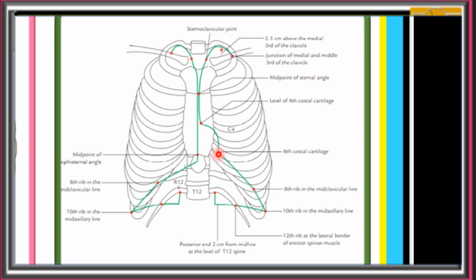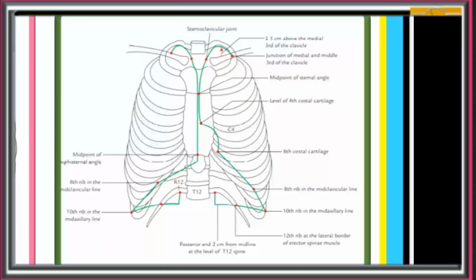Now, it will start from the level of this 6th costal cartilage, and then will run downwards and laterally. And it will assume the same course as the right from this point. That is running across the 8th rib, the 10th rib, and then close to the lateral border of the erector spinae muscle.